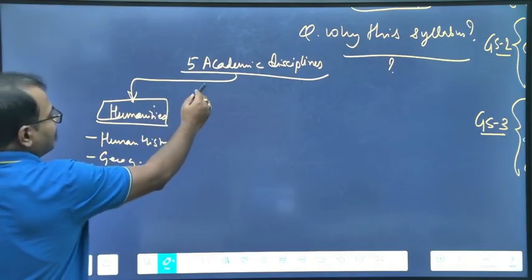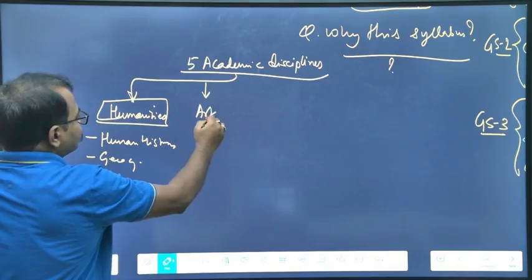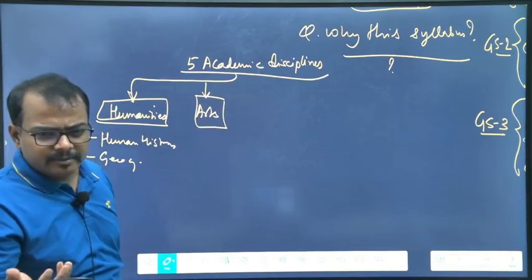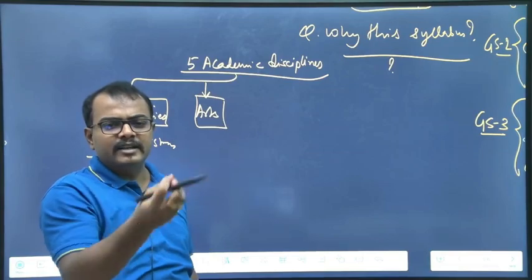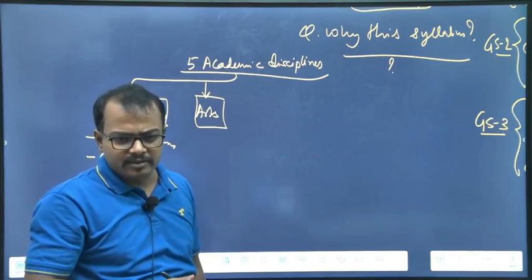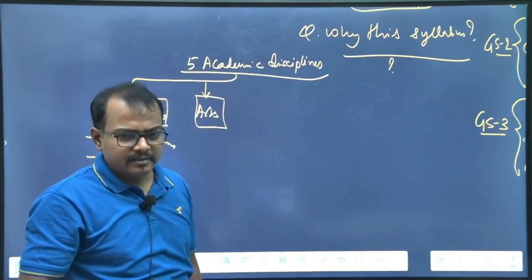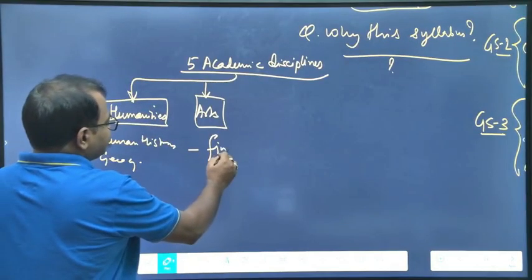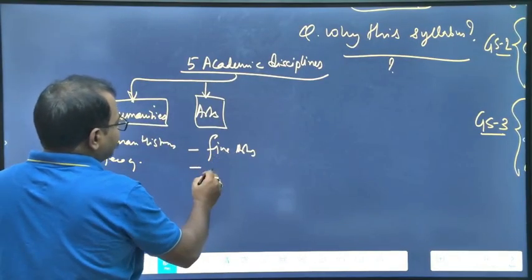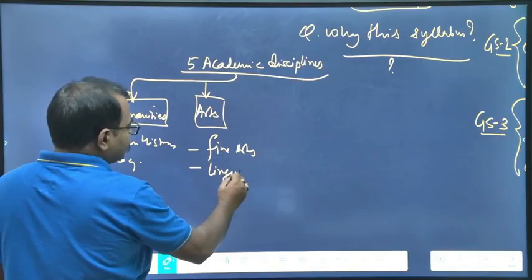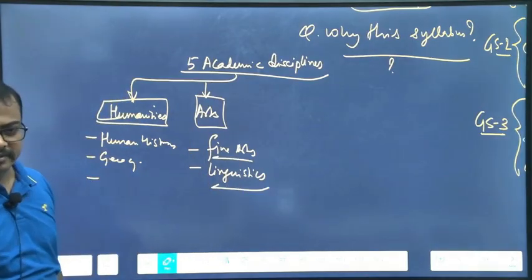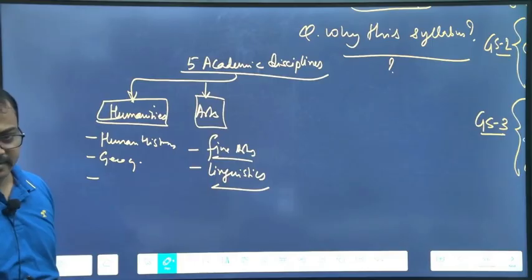Then we have a different discipline called arts. Generally we call both arts and humanities a single discipline, but that is not right. Arts is different. In arts, we will be studying fine arts and linguistics. These kinds of things are studied in the arts academic discipline.